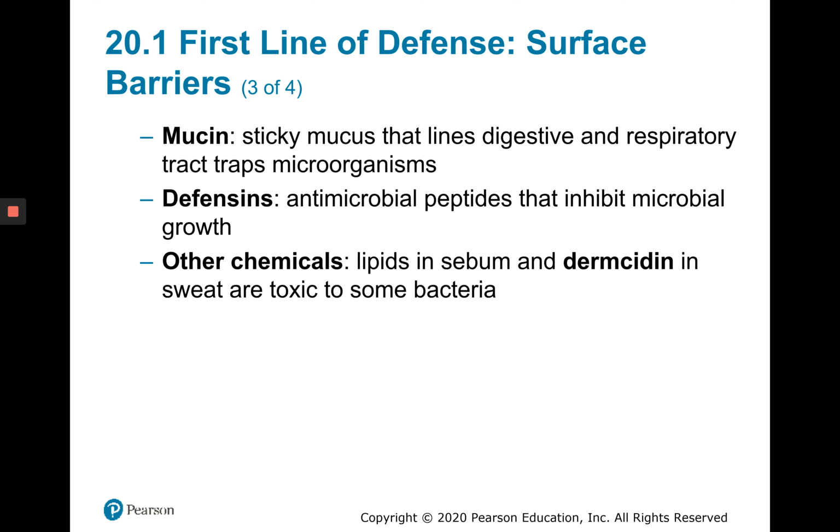Other chemicals include mucin, a sticky mucus that lines the digestive and respiratory tract and traps microorganisms. Defensins, very aptly named antimicrobial peptides that inhibit microbial growth. And plenty of other chemicals, ones that have actually been mentioned in Anatomy and Physiology 1, such as the lipids in sebum and the dermcidin in sweat.